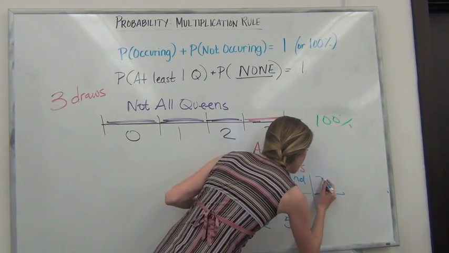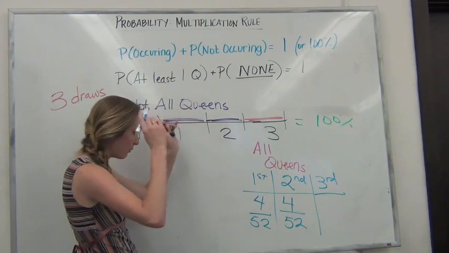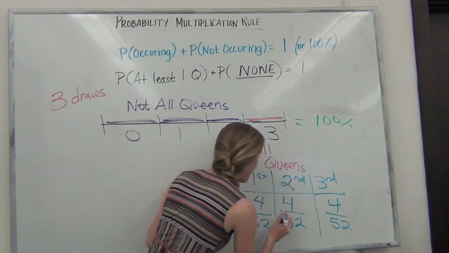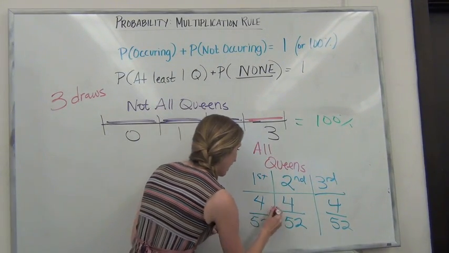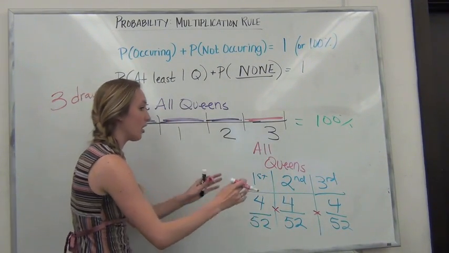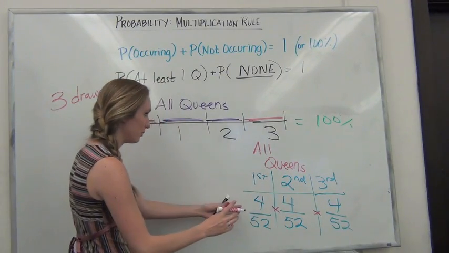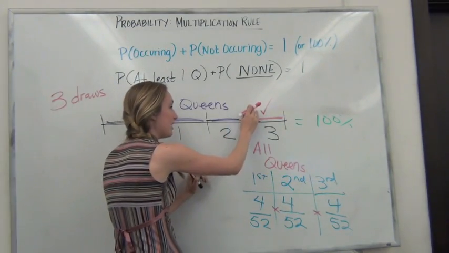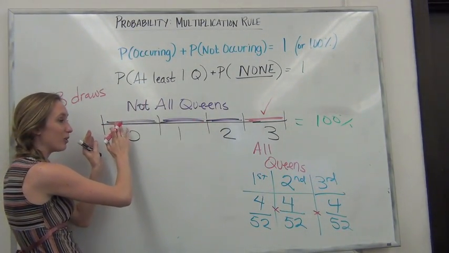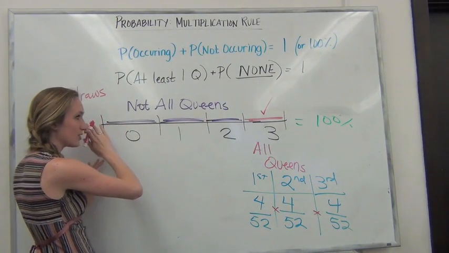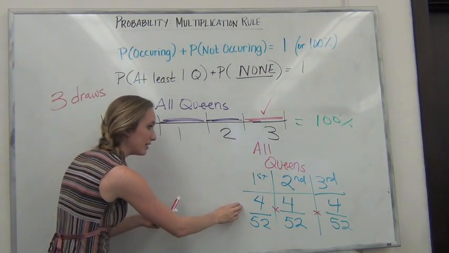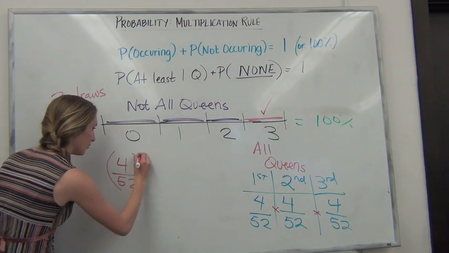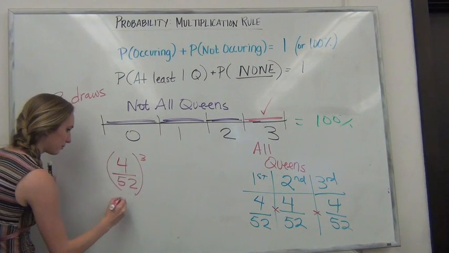And now finally, what's the probability of also, ding ding ding, lucky winner, getting that third card as a queen? 4 out of 52. So I need to multiply these probabilities together, and this would get me the probability of getting all queens. 4 out of 52 cubed. So that's easy, right? We just solved for that. So we can use that and use the knowledge that there is a complement in order to find this tricky not all queens, right? So the probability of getting all queens is going to be 4 out of 52 cubed.